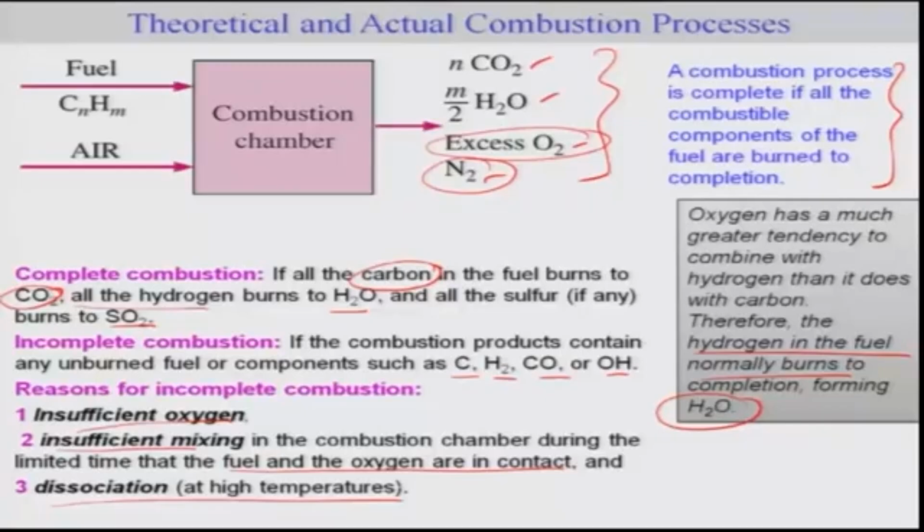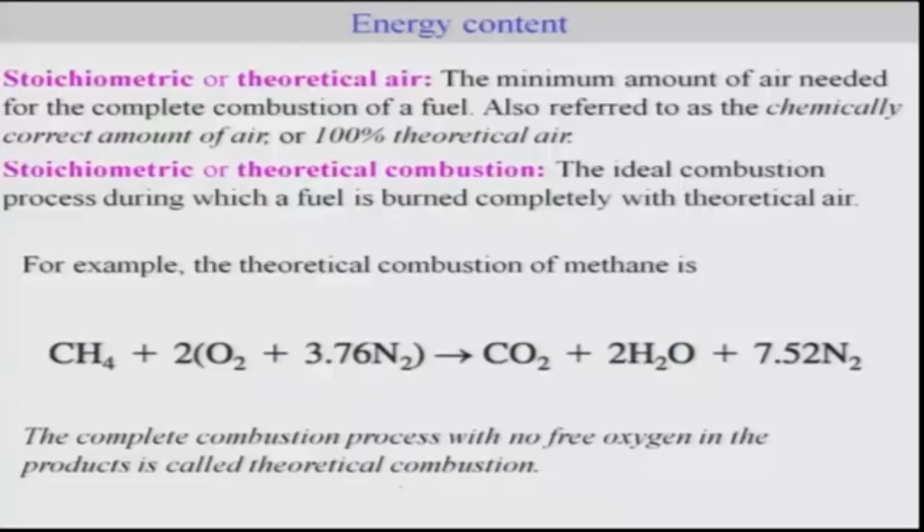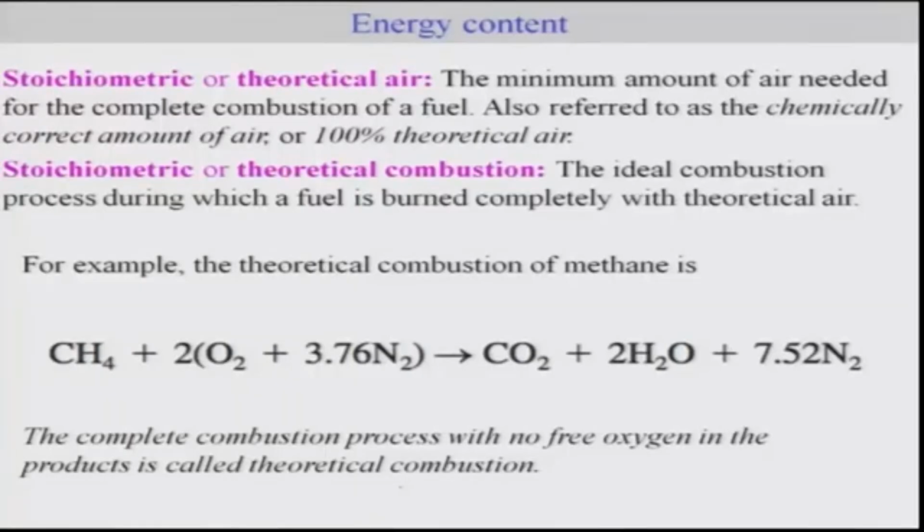The other possibility could be that the temperature is very high in the combustion chamber, leading to dissociation, and thus it will not go through the regular mechanism of reaction. So there is a certain theoretical limit for complete combustion. One can do a simple reaction balance, or elemental balance, and try to get the theoretical estimate of the AF which is required for 100% combustion of the fuel. This is what we define as theoretical air, or sometimes also called stoichiometric air, which is the minimum amount of air needed for the complete combustion of the fuel. It is also referred to as the chemically correct amount of air, or 100% theoretical air.